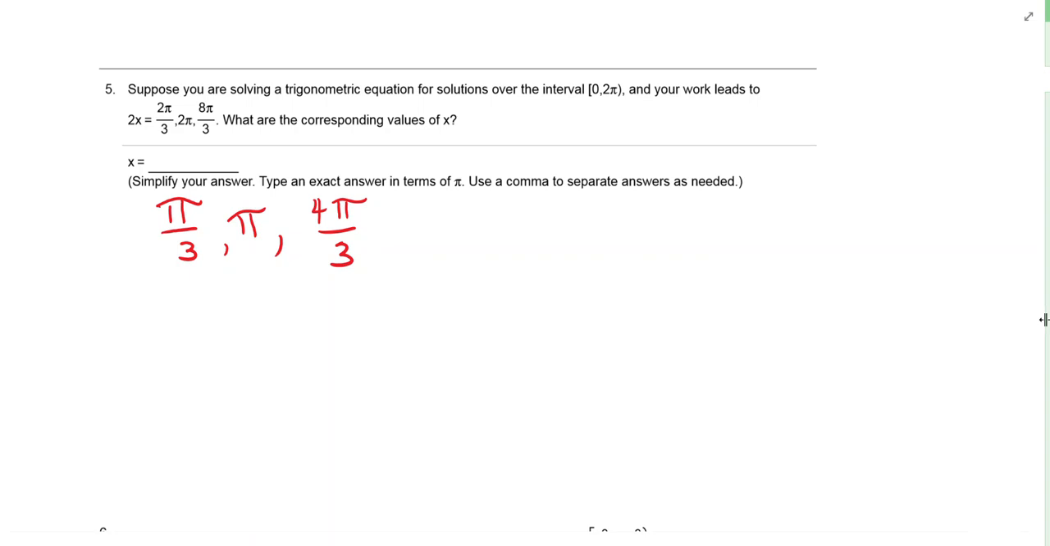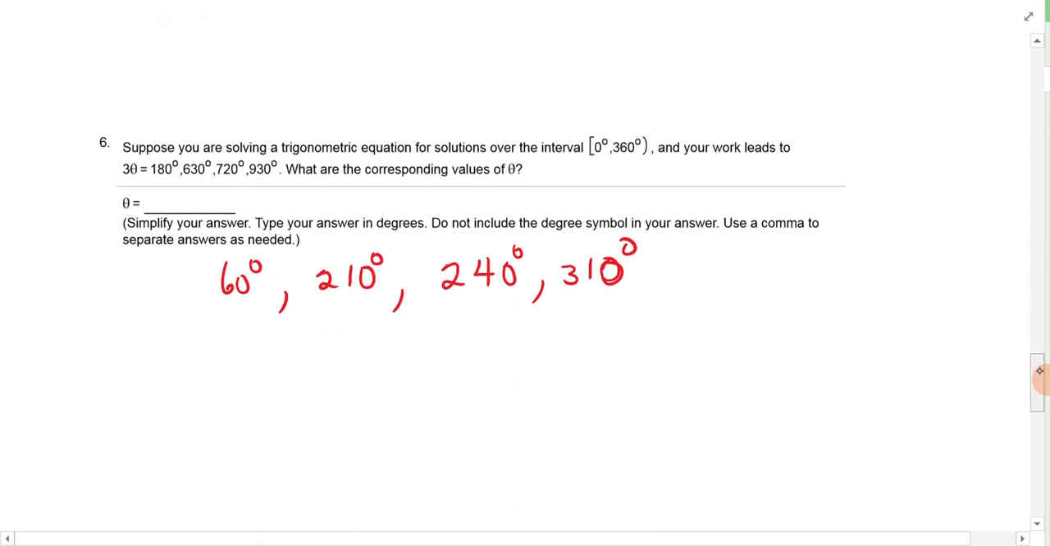Suppose you're solving a trig equation for solutions over 0 to 2 pi, and you get 2x equals these 3. What are the corresponding values of x? Well, you're going to divide by 2. So if you have 2 pi over 6, that becomes pi over 3. If you divide that by 2, you've got pi. If you divide this one by 2, you have 8 pi over 6, which reduces to 4 pi over 3. So it's like you're multiplying each of these by a half and reducing.